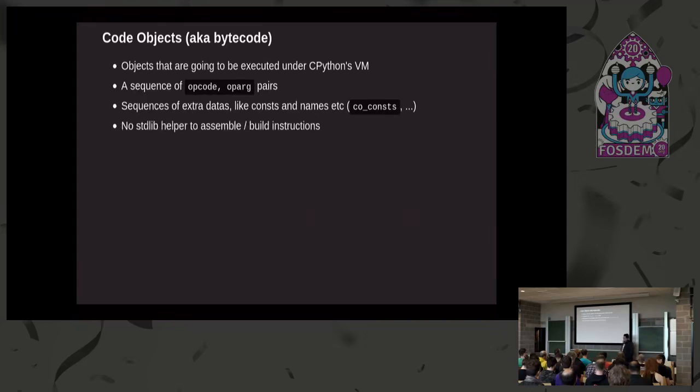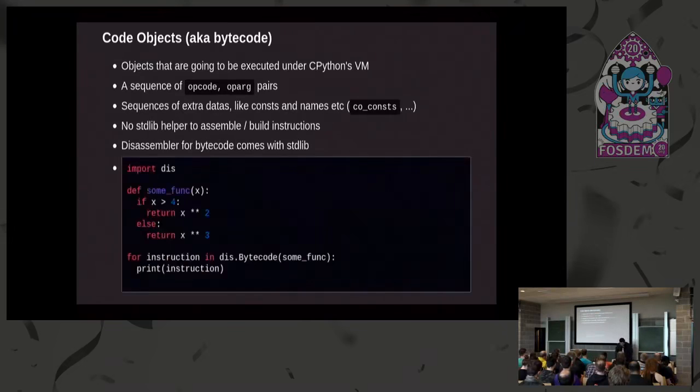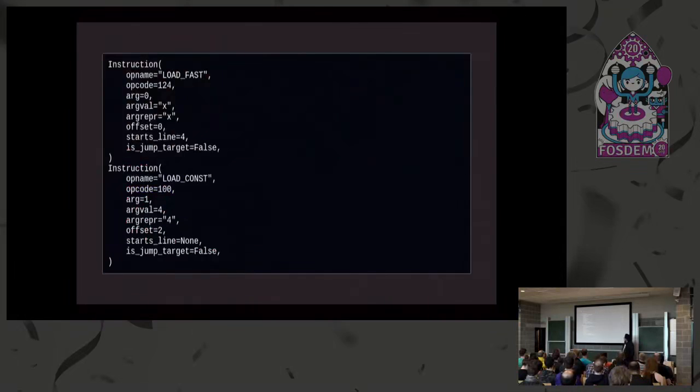Unfortunately, there are no direct interfaces to assemble bytecode in Python itself. There are interfaces to assemble AST in Python, but there are interfaces for disassembling bytecode objects, which we can use in JIT compiling the function's body. This is an example function that takes x as an input and compares if x is greater than 4, returns power of 2, etc. And when we disassemble this, we see instructions like this.